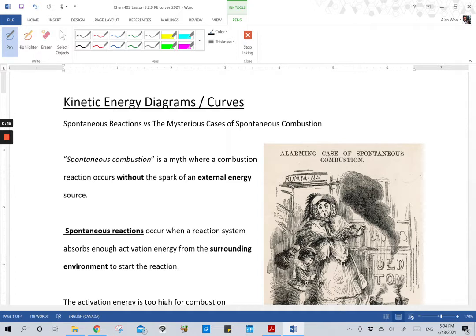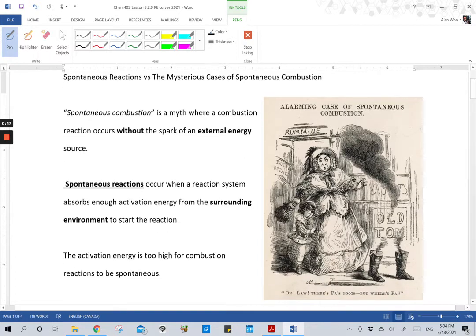Now, the second thing is there has been a lot of talk in recent centuries about spontaneous combustions, that people somehow were bursting into flames. Even though this was reported, a lot of the science behind it suggests that it is pretty much impossible because of activation energy. So I don't want you to confuse the term spontaneous combustion with spontaneous reaction.